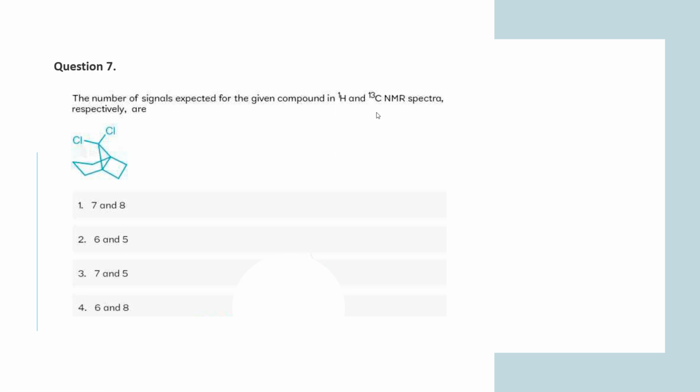Okay, so you must know that in 1H and 13C spectroscopy, the protons which are in different chemical and electronic environments will lead to different signals. Similarly, in 13C spectroscopy as well, carbon atoms which are in different electronic environments will lead to different signals in the 13C spectrum.